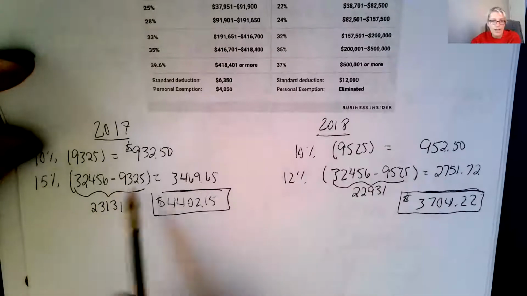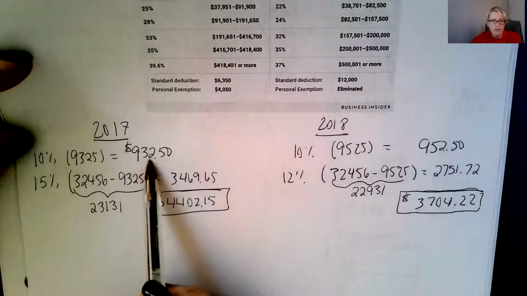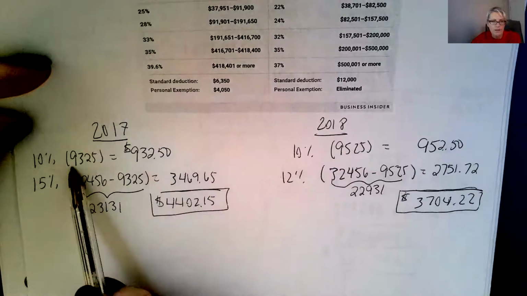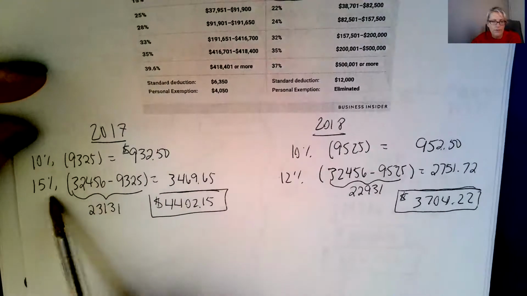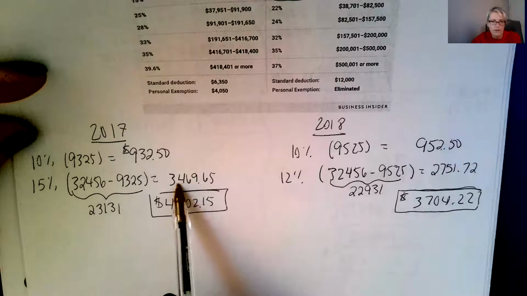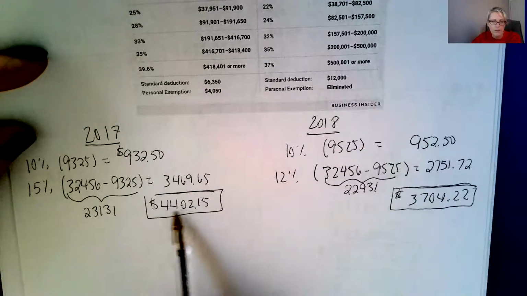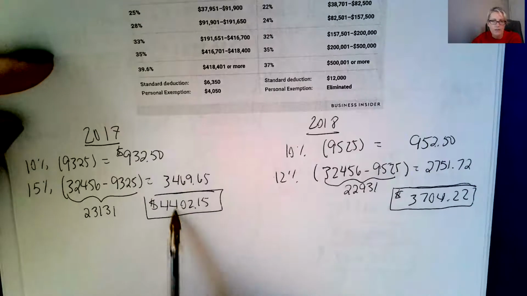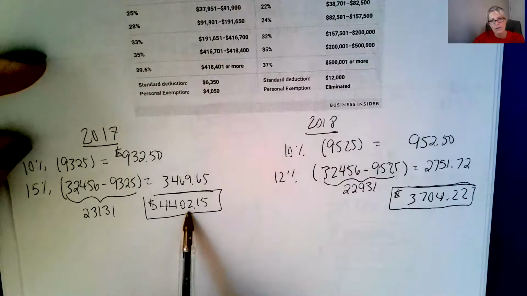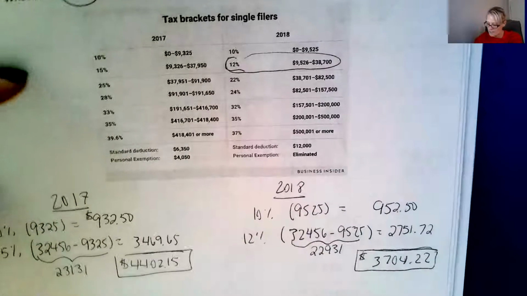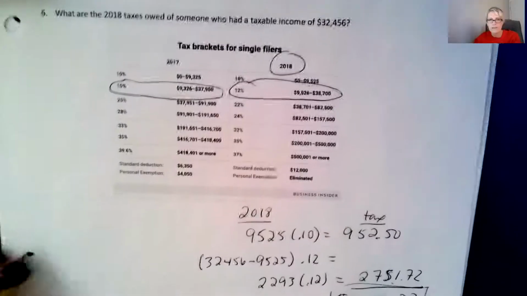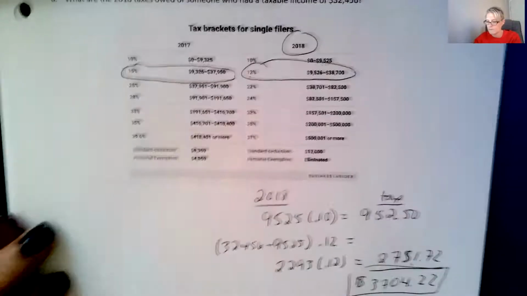So in 2017, you would have paid $932.50 for the first 10%. And then the difference at 15% would have been $33,469.65 for a total of $4,402.15. So you would have definitely paid much more, about $700 more in 2017 than in 2018. So tax cuts were good. Tax cuts are always good.